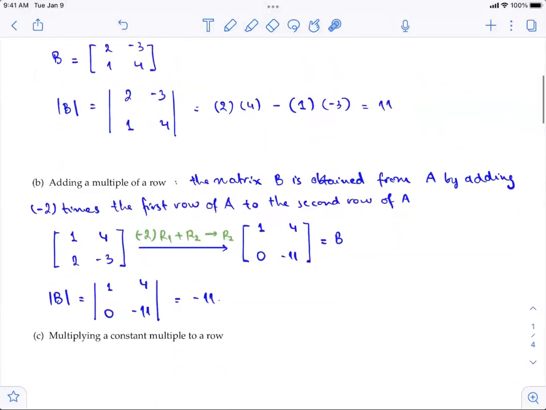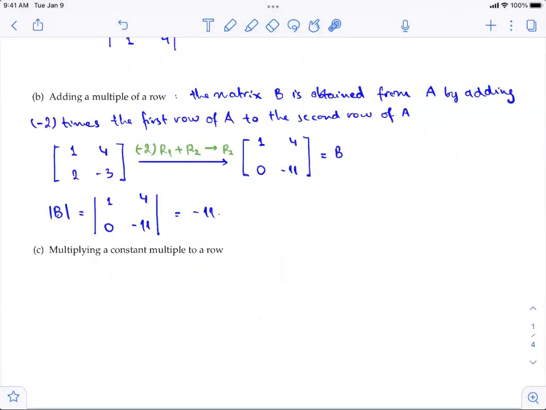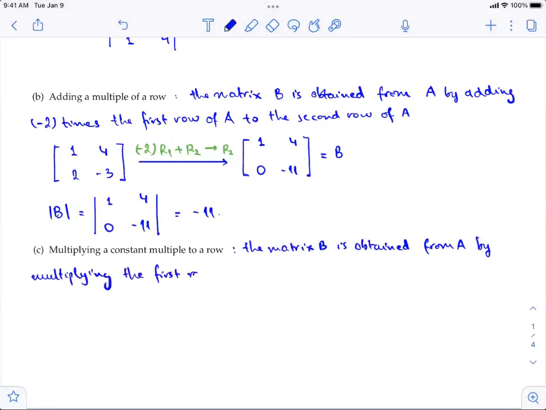Okay. Now for the last elementary row operation, we're going to multiply a constant to a row, right? So the matrix B is obtained from A by multiplying the first row of A by 1/2. So what do we get?